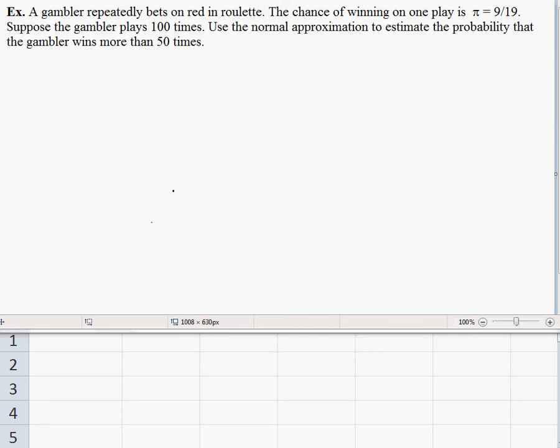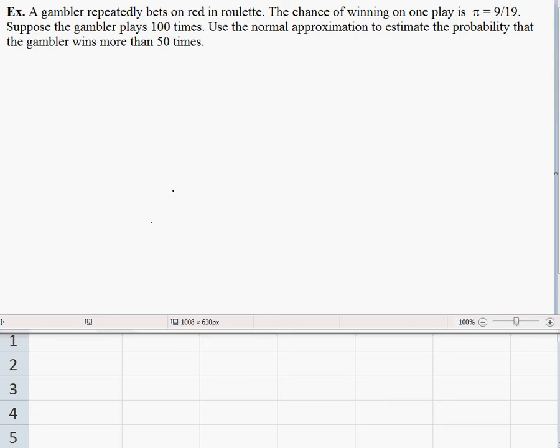In this video, I want to talk about how the normal approximation can be used to approximate probabilities that are ordinarily found with a binomial distribution. In this problem, a gambler bets repeatedly on roulette, betting on red. The chance of winning is 9 out of 19. Suppose that the gambler plays the game 100 times. Use the normal approximation to estimate the probability that the gambler wins more than 50 times.